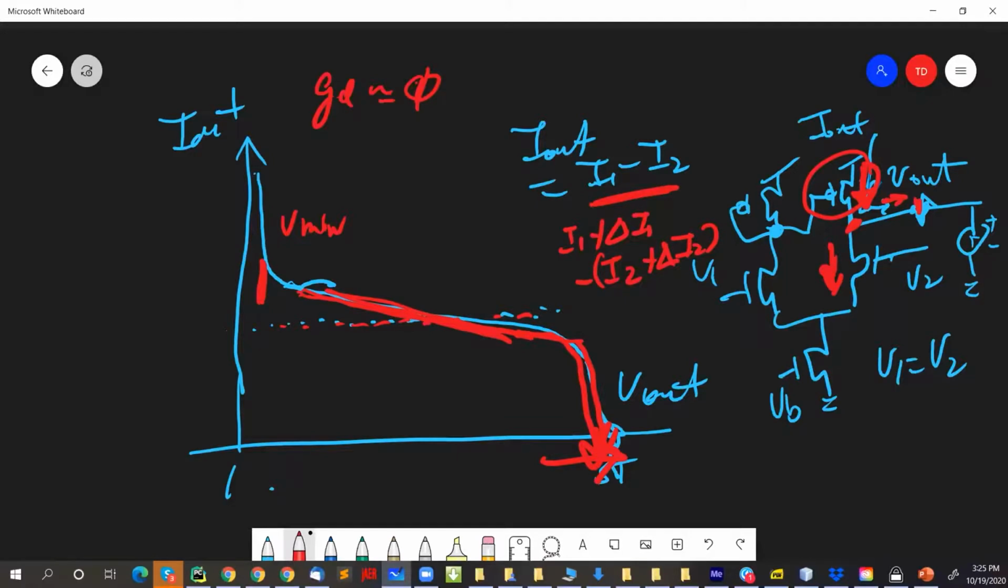That happens because if I start dropping V out more and more, at some point, this is Vs here. If V out becomes less than Vs, then what happens to the current that flows through this transistor? Is the current still flowing in this direction?